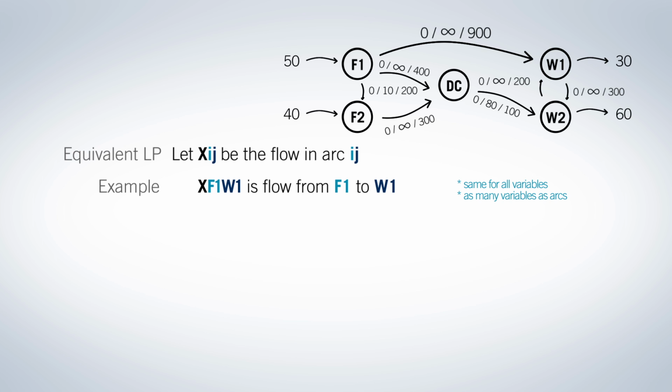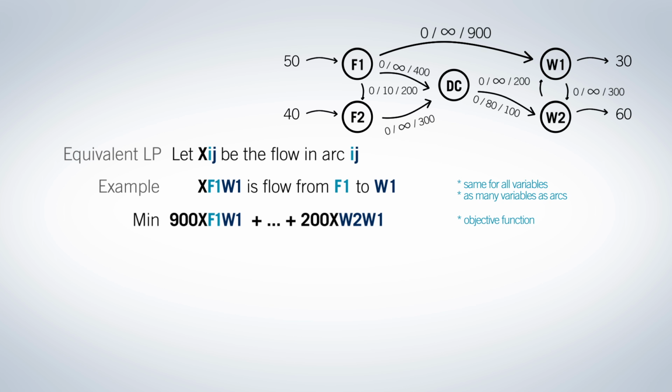So really the objective function of the LP is to minimize 900 x_f1w1 plus 400 x_f1dc, and so on and so forth. So put dot dot dot and just keep on multiplying the cost of each arc times the variable associated with that arc. Finally, you might get to 200 x_w2w1. And that represents the objective function.